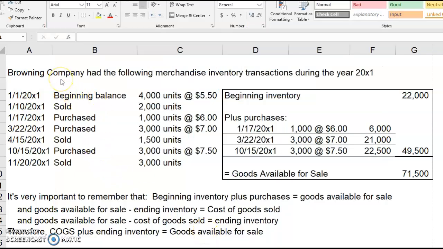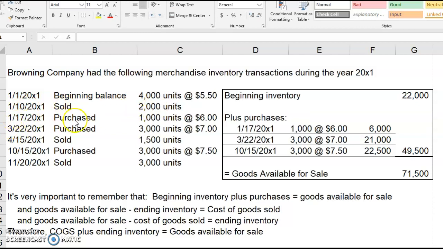We'll use the Browning Company for an exercise in each of the cost flow assumptions. But let's talk a little bit about Browning and make sure we understand what's going on here. Browning has a beginning inventory at the beginning of 20X1 of 4,000 units on hand, and the cost of those units was $5.50 each. On January 10th, they sold 2,000 units.